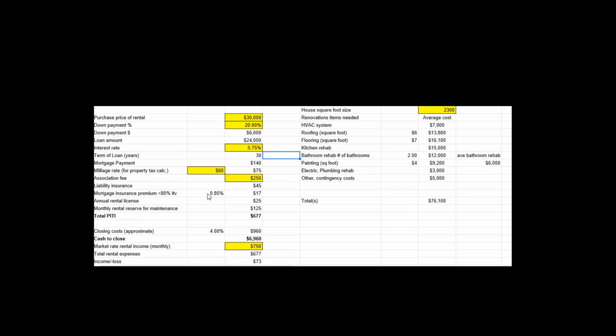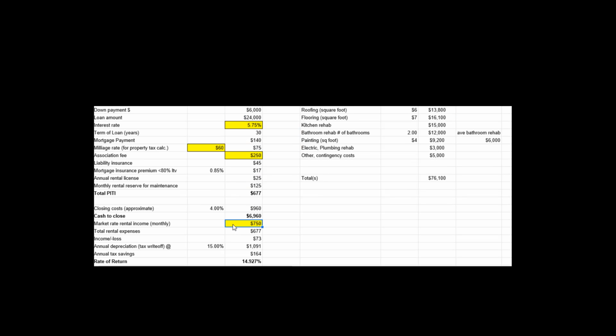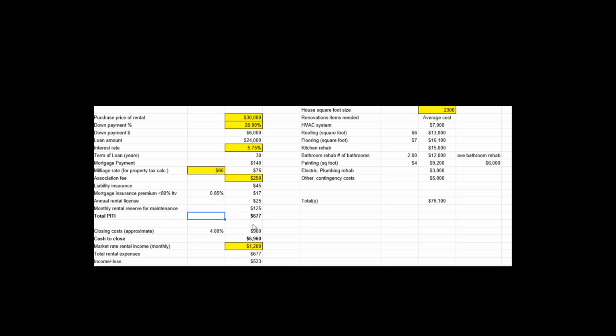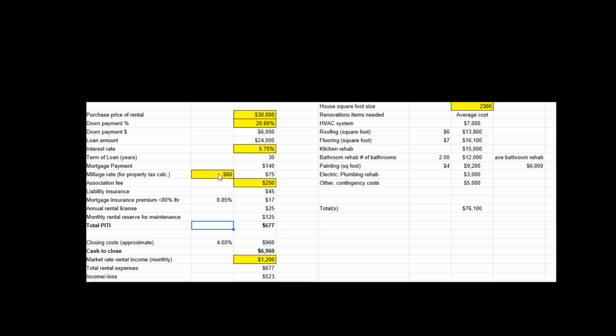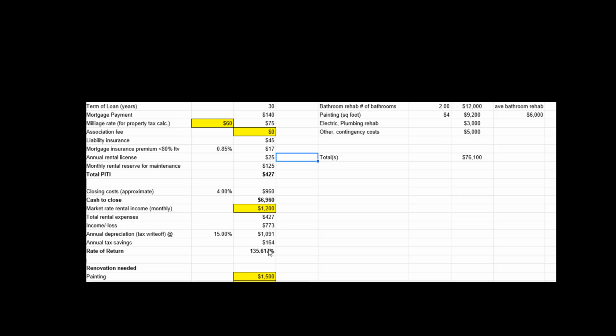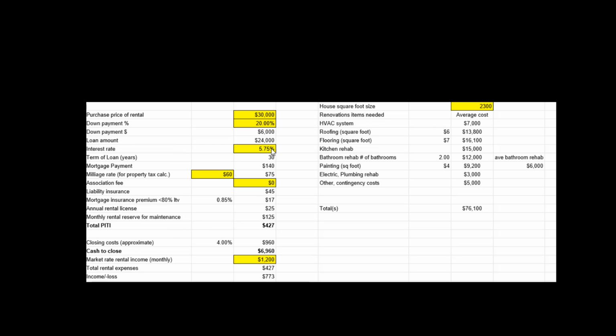Once we do that exercise, now we want to look at an area where you can get, let's say, $1,200 a month. All right, and we're going to go through this exercise again. We start with the rental rate. We have our millage rate. It's important. Let's say it's a house this time, so we get rid of that $250 association fee. And we have a return of 135%. But that's if we could buy that property for $30,000, which is not going to happen.